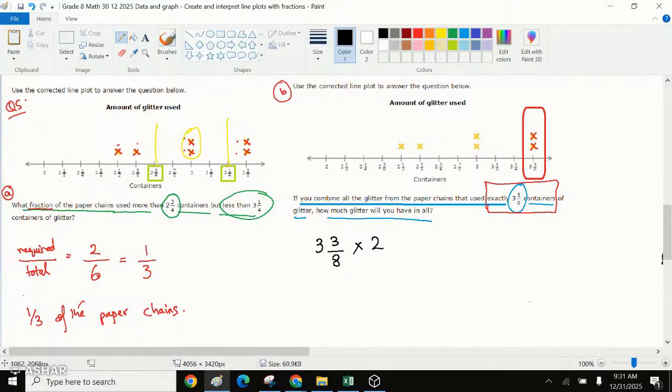the other way to multiply is we multiply this by this and this by this, right? So 2 multiplied by 3 is 6 upon 8, right? But 6 upon 8 can be further simplified. 6 upon 8 would become 3 over 4, right? So we can say 6 whole 3 upon 4 containers were used, which had exactly 3 upon 8, right?